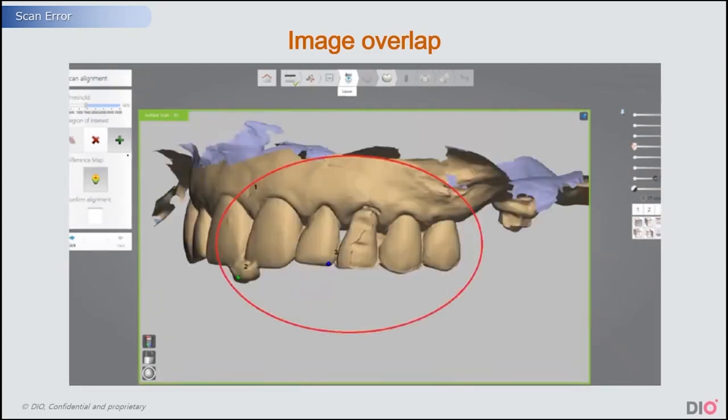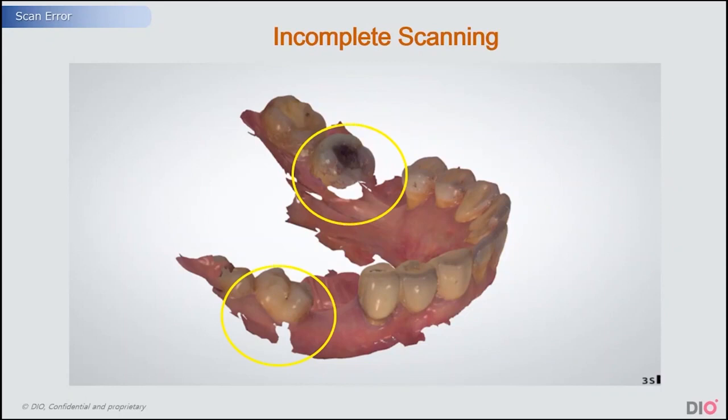This is another image overlap case. If this happens, when the guide is placed on the tooth, it might be too loose or too tight of a fit. The next case is an incomplete scanning case. If the surrounding teeth or gingiva of the implant surgical area is not sufficiently scanned, the planner of the DioNavi center will not proceed with the implant planning and guide design process.